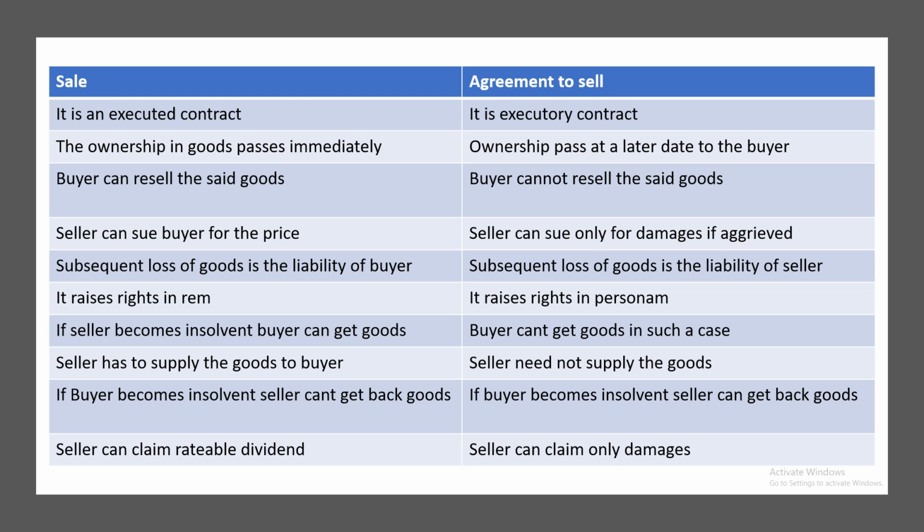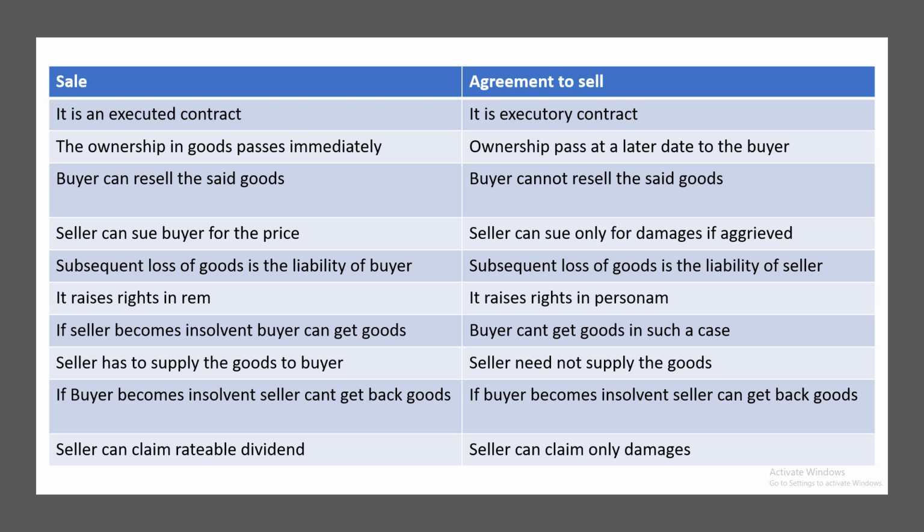Next one, in case of sale, if the buyer becomes insolvent, seller cannot get the goods back because ownership has already passed to the buyer even though the price has not been paid. Whereas in case of agreement to sell, if buyer becomes insolvent, seller can get back the goods because he is the owner of the goods.